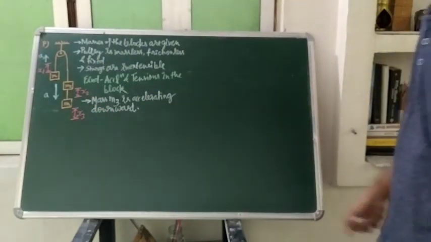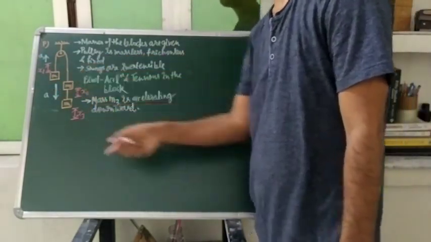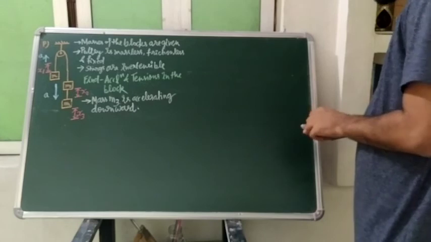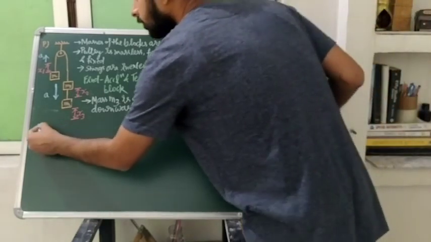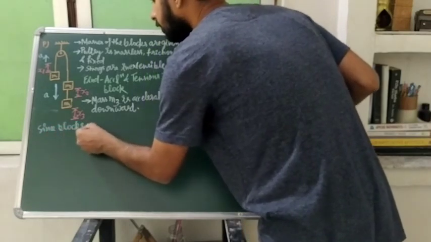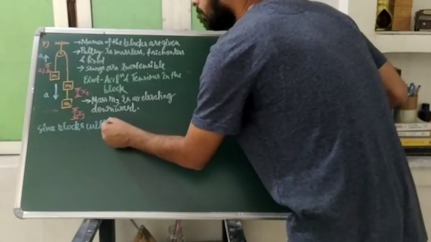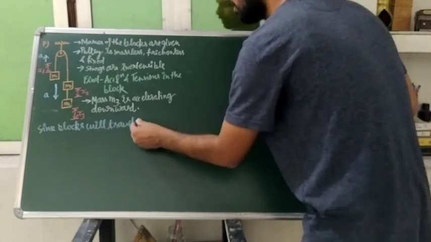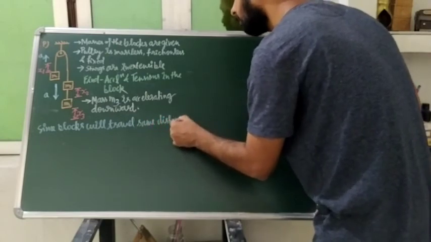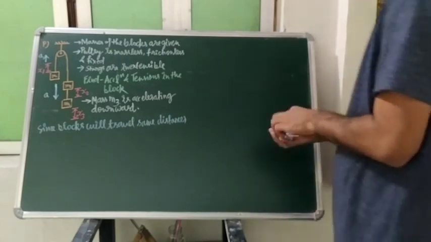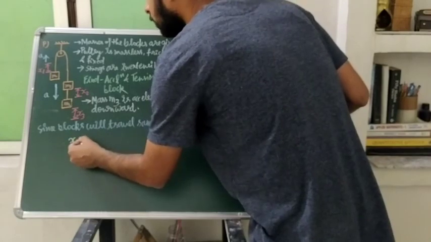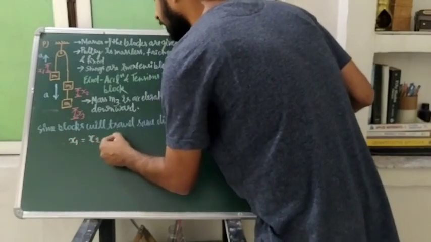Getting it, student? Of course, this M1 will be less than the sum of M1, M2 and M3. So we will say, since the blocks will travel the same distances, they will travel the same distances. So when they travel the same distances, of course our x1 should be equal to what? x2 should be equal to what? x3.